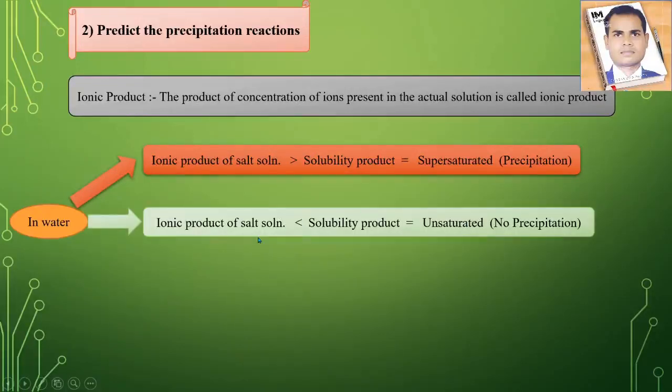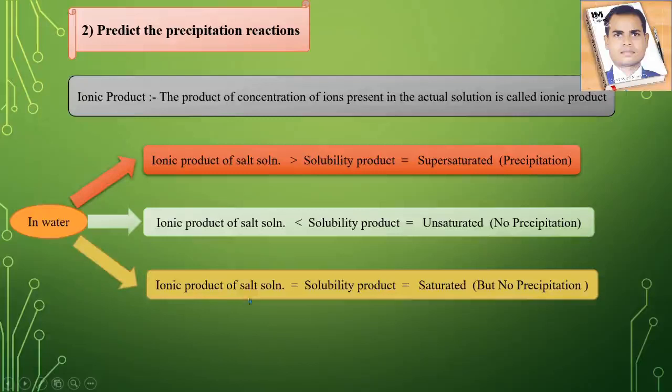But if the ionic product of the salt is less than the solubility product, you will get an unsaturated solution and there is no precipitation. And if the ionic product of the salt solution is equal to the solubility product, there will be a saturated solution. There is an equal proportion, that's why you get a saturated solution, but there is also no precipitation.